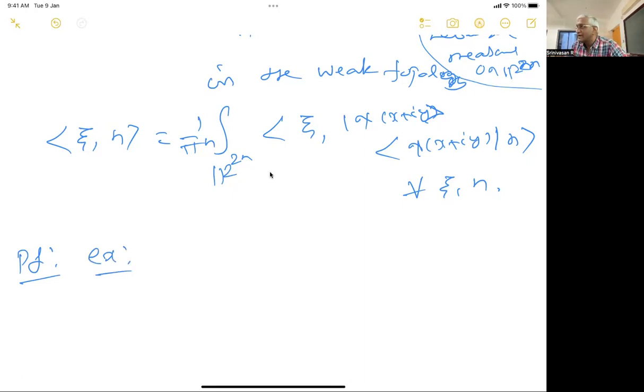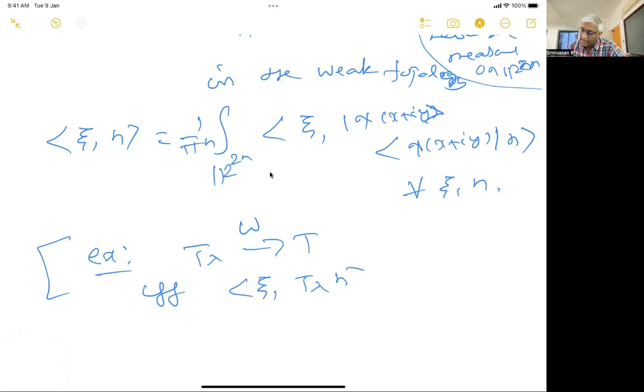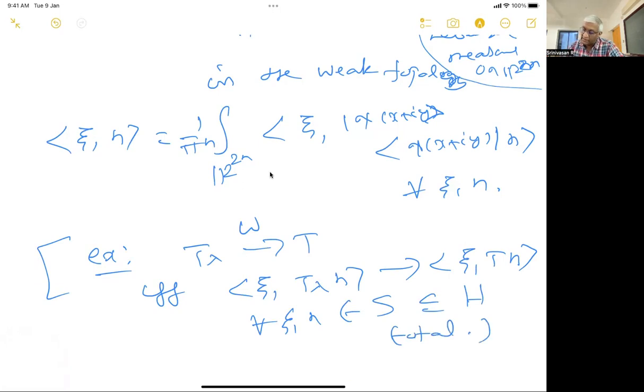I don't want to. If you want, you can. This was something in operator theory. You have done it for the strong operator topology. It's the same proof. I think I gave it for the strong topology in the previous semester. T lambda converges to T in the weak operator topology if and only if xi, T lambda eta converges to xi, T eta for all xi, eta in S, where S is contained in C, which is total. It's enough to verify this for a total set of vectors.